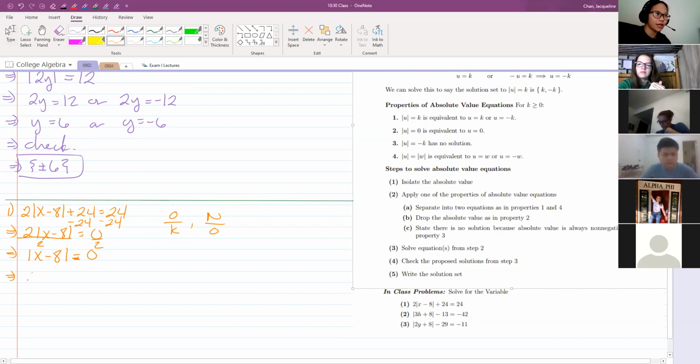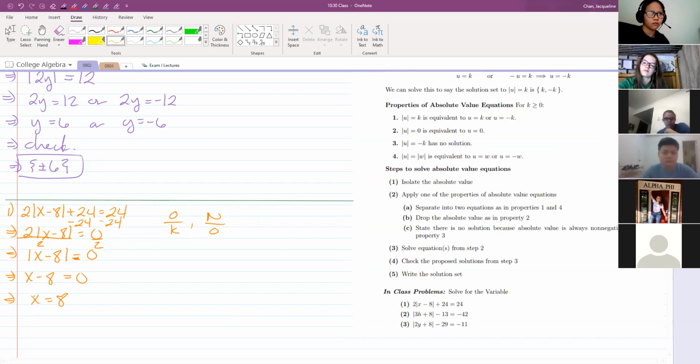All right, so then I get x minus 8 is equal to 0. Let's just solve for x. I get 8. Yeah. Again, check it. You'll see that it checks out. So our solution is 8.